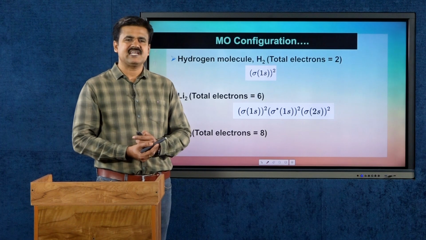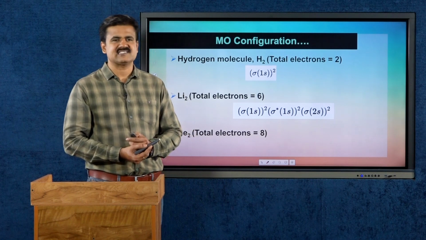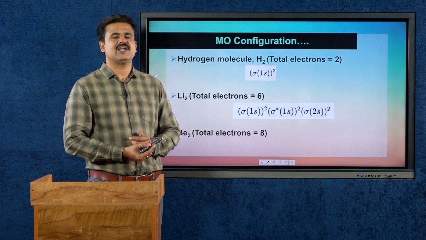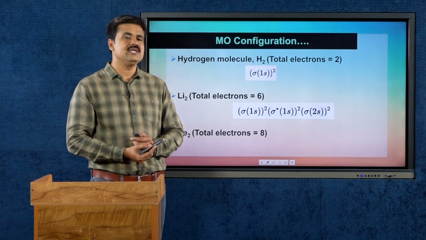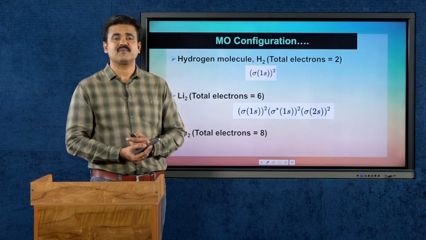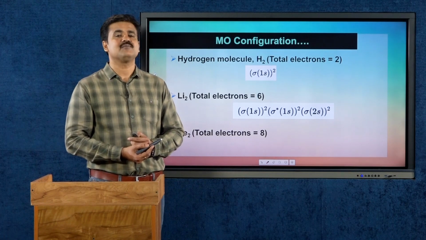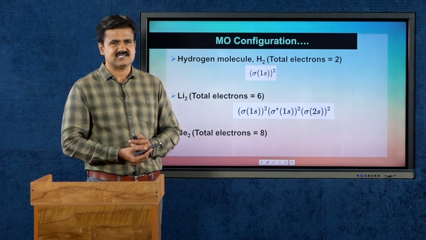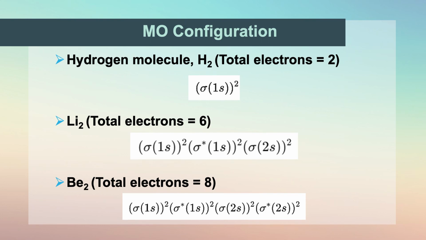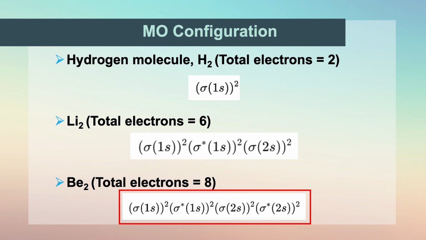Now, you can take the beryllium molecule as another example. Beryllium has atomic number 4. So, in the Be2 molecule there are a total of 4 plus 4, that is equal to 8 electrons, and these 8 electrons can be arranged in the molecular orbitals of Be2 as sigma 1s 2, sigma star 1s 2, sigma 2s 2, and sigma star 2s 2.